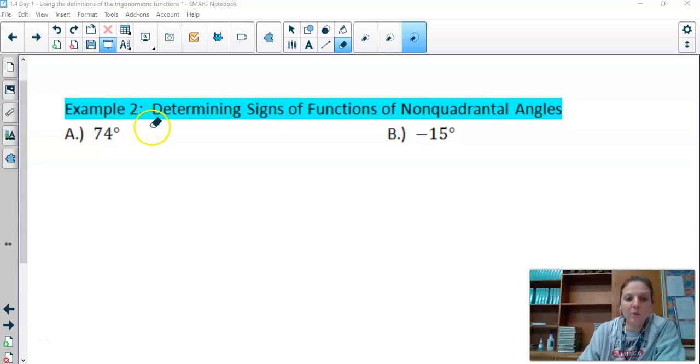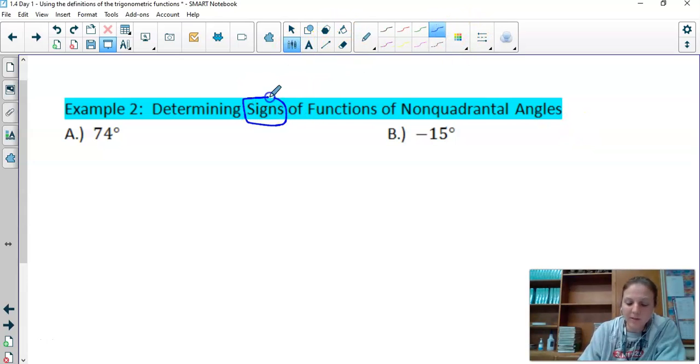Next, we're going to figure out signs of functions of non-quadrant angles. When we're talking about signs here, we're not talking about sine, we're talking about positive versus negative. Go ahead and pause the video. You want to write down the directions and example A. Leave some space for B. We'll write that in a moment. So go ahead and write down example A and the directions.